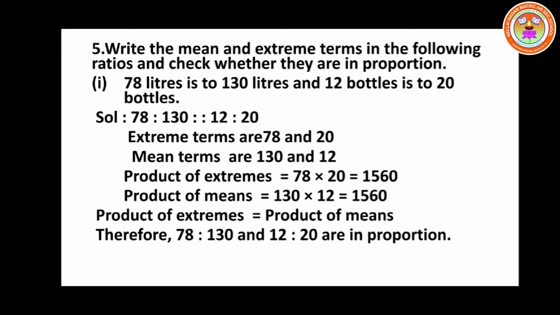Now product of extremes. What is the meaning of product, children? Multiplication. So 78 into 20 is equal to 1560. Product of the means, 130 into 12, is equal to 1560. Therefore, the products of the extremes and the means, both the answers, are equal. So, therefore, 78 is to 130 and 12 is to 20 are in proportion. Have you all understood, children, what is proportion? Proportion means the product of the extremes and the product of the means should be equal. Both the answers are equal means it is a proportion.